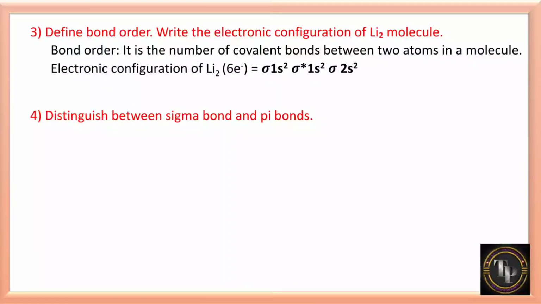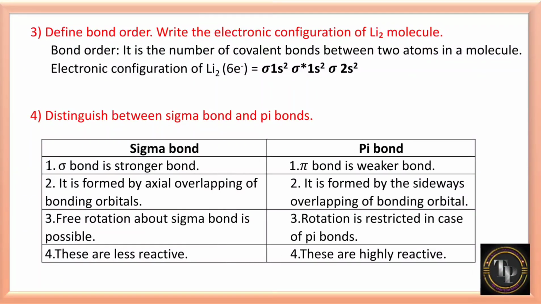Distinguish between sigma bond and pi bond. This is a very important question, guys. So many times this question is repeated. So let us discuss. Sigma bond is a stronger bond, pi bond is a weaker bond.